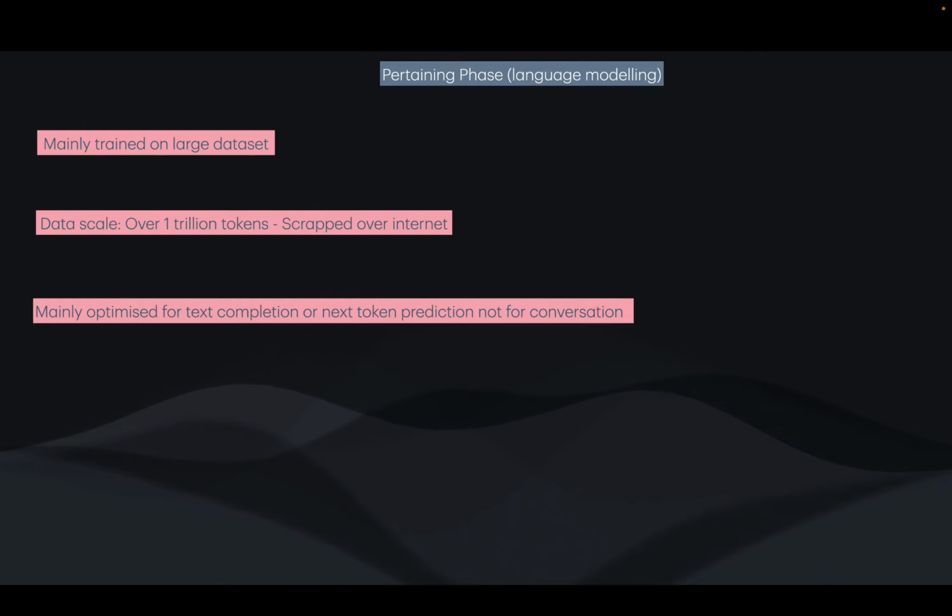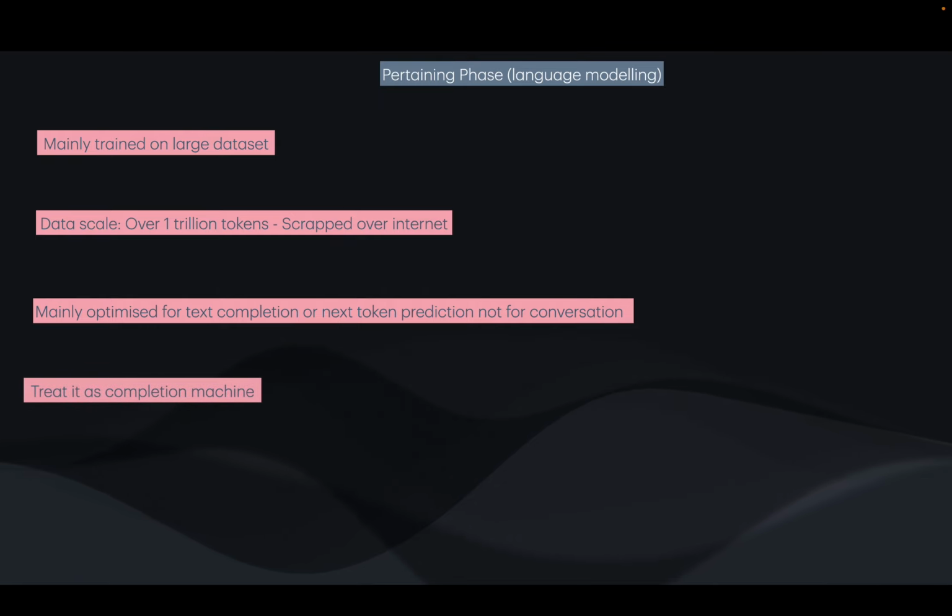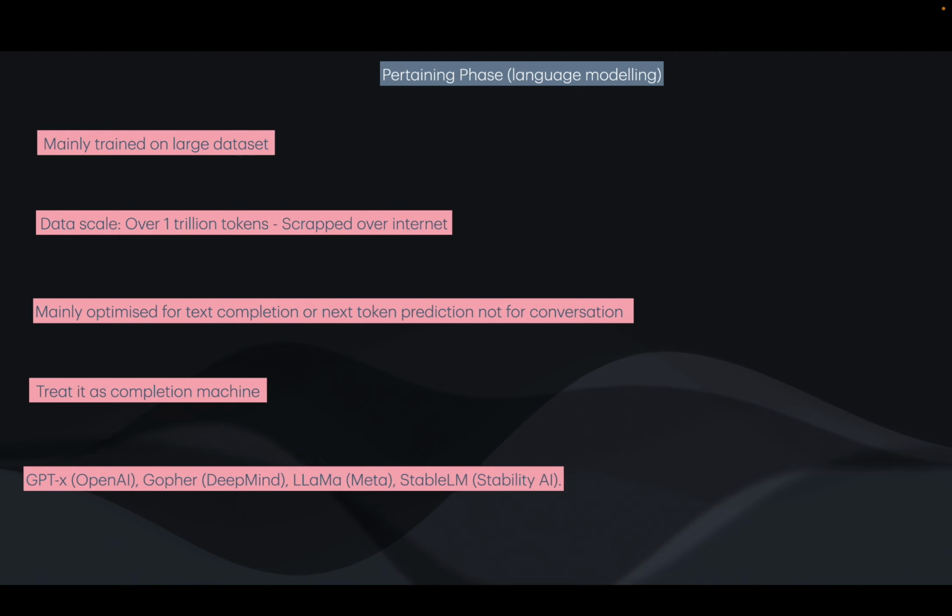At this point this model is not ready for conversational tasks, right? If you go and talk to this model, it will not give you the results you desire. That is one of the drawbacks of this model, but what we get is a completion machine, which excels at the task of next word or next token prediction. Some examples are the GPT series of models from OpenAI, Llama from Meta, and also StableLM from Stability AI, right?